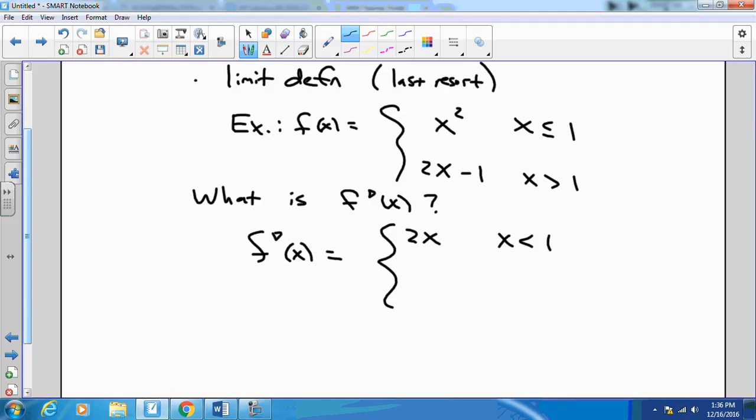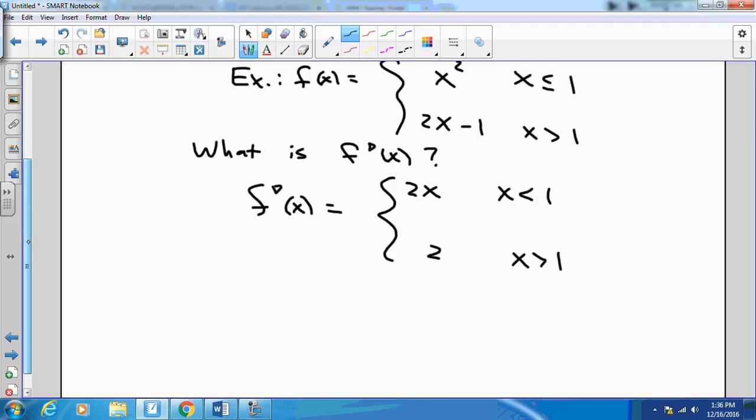Likewise, for x greater than 1, my function is 2x minus 1, and the derivative of that is 2. No problem. But right at x equals 1, where the two pieces come together, here and here, like so, it is entirely possible that my derivative could have one value from one side and a different value from the other side. So I will need to compute left and right hand derivatives separately.